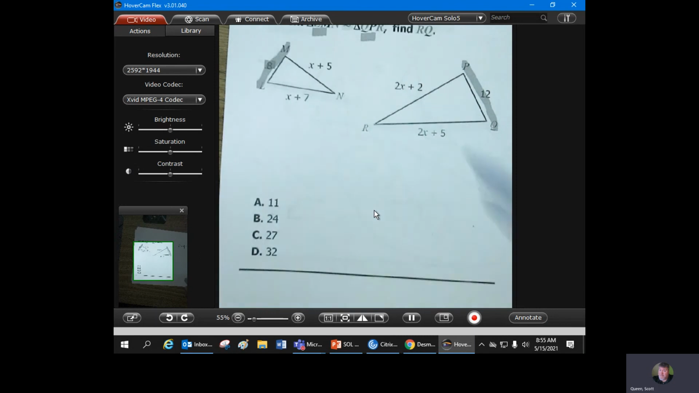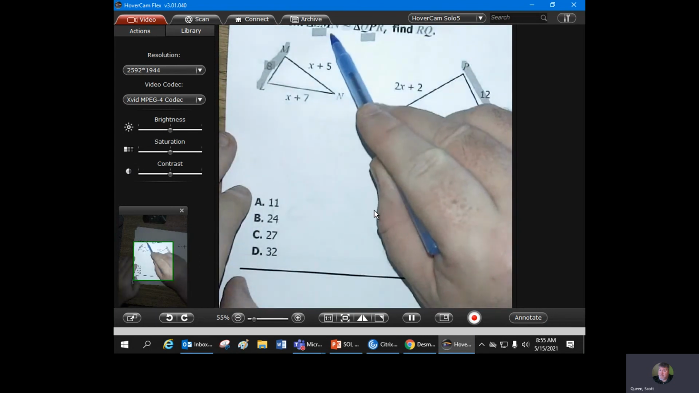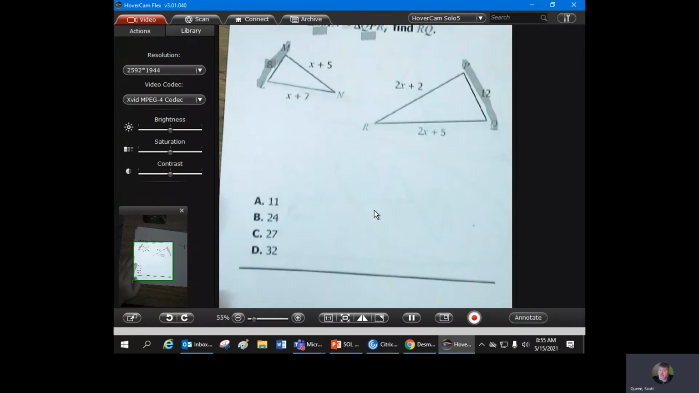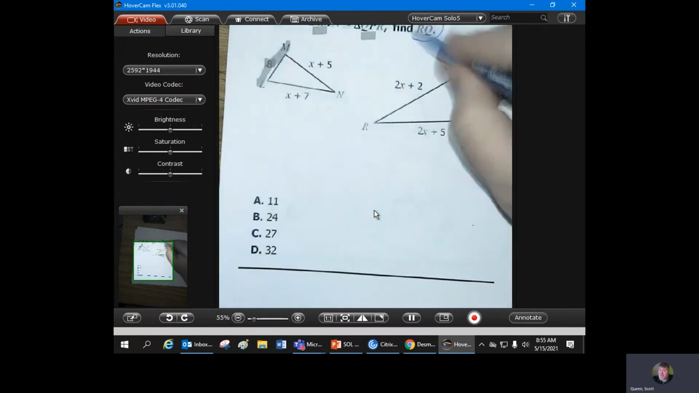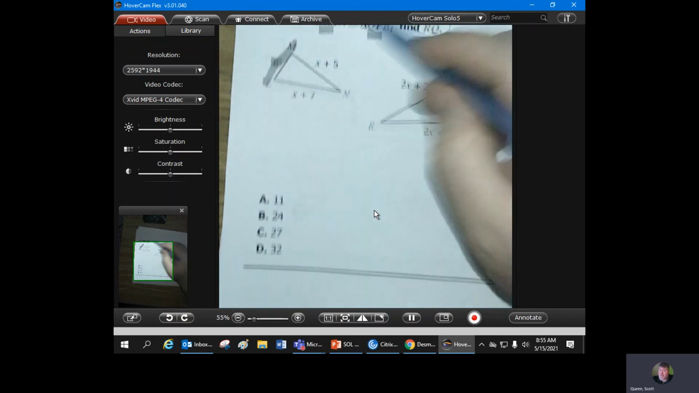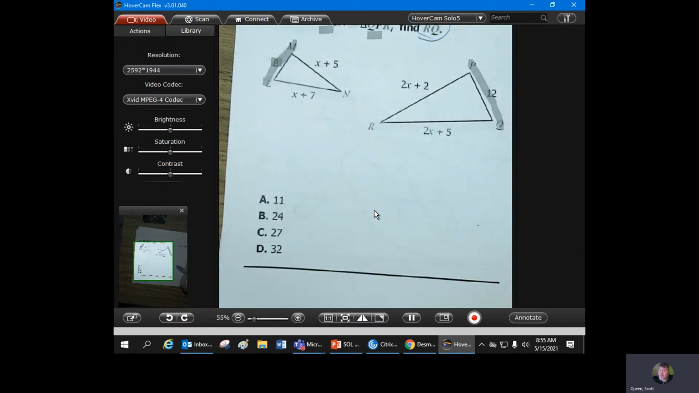Okay, so it says, given triangle LMN is similar to QPR, find RQ. So we're looking for side RQ. Now, since they said this is similar, that means I need to know a ratio. And I don't think on yours, is it marked up like mine is?